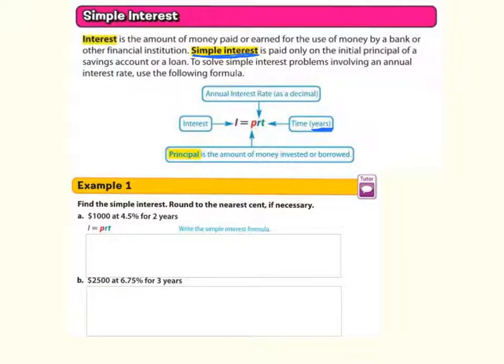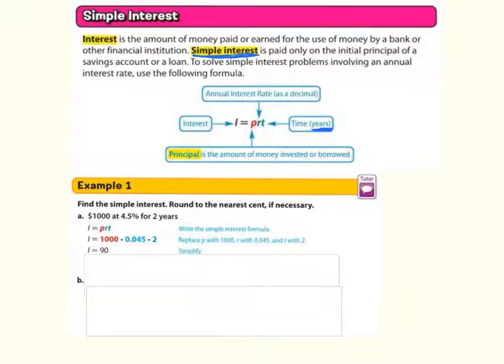So the first step is using the formula, which is I equals P times R times T. Next, you need to substitute. So even though in your notes right here it says all this stuff in blue, this is basically just substitution. So it's fine if you put in your notes substitution. So what we're going to do is multiply 1,000 times 0.045, because remember it's that rate converted into a decimal, and then times 2 years. So once you multiply, this is where you can use your calculator. Just quickly multiply the three numbers together and you will get your interest, which is $90.